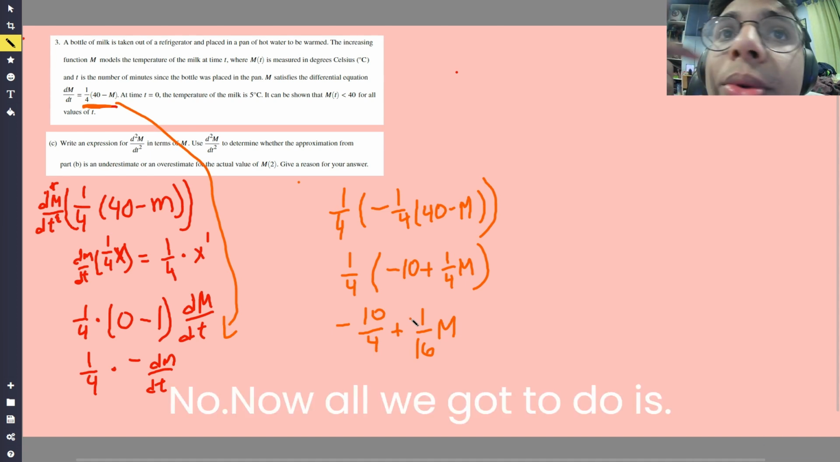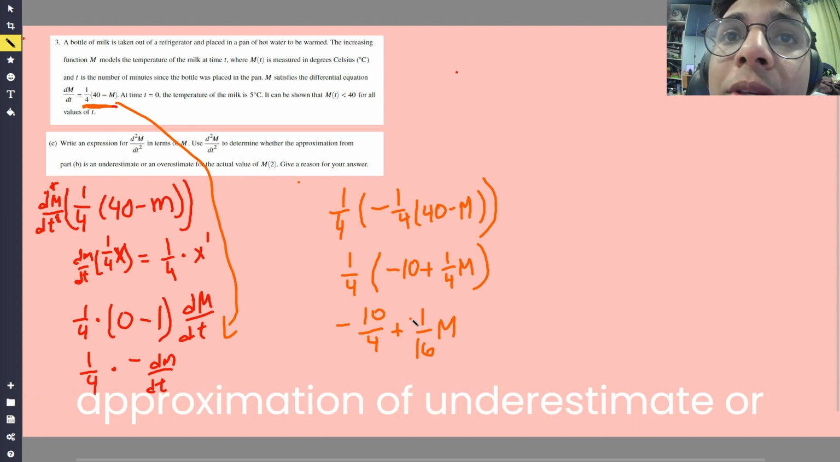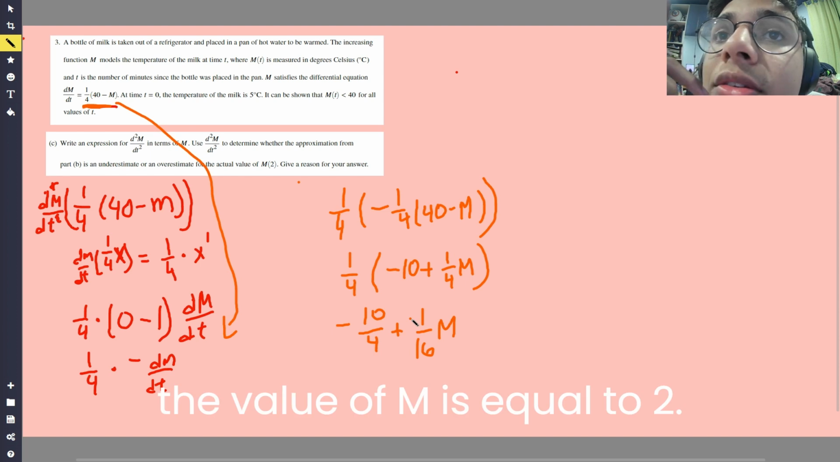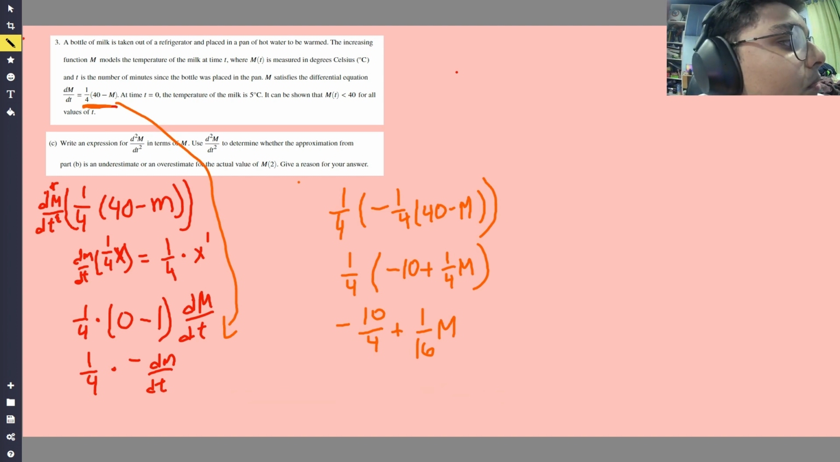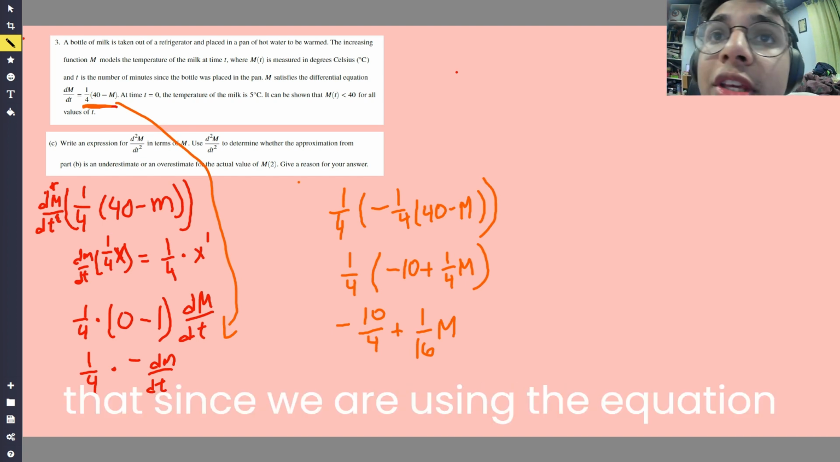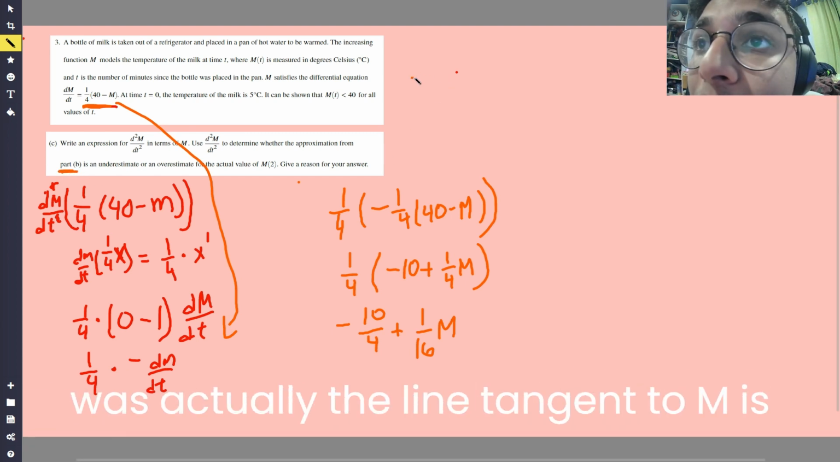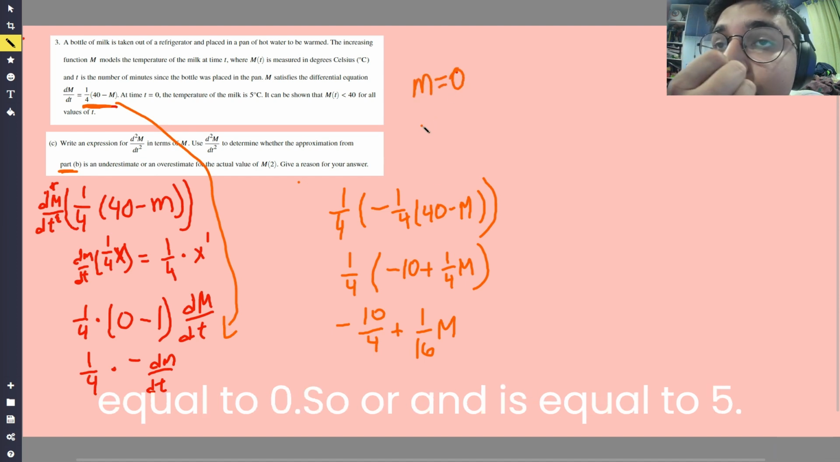Now all we have to do is determine whether the approximation is an underestimate or an overestimate of the actual value. So if the value of m is equal to 2, we just have to plug in. It says that since we're determining the approximation from part B, our part B was an equation that we came up with. The equation that we came up with in part B was actually the line tangent to m equals 0, or m equals 5.